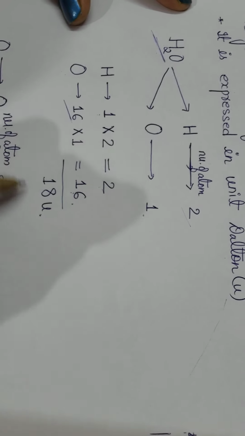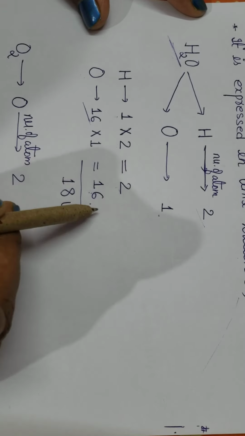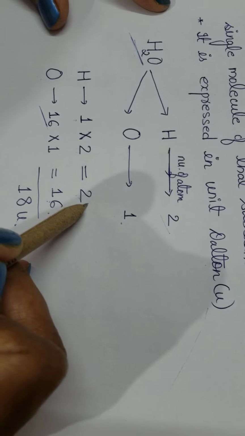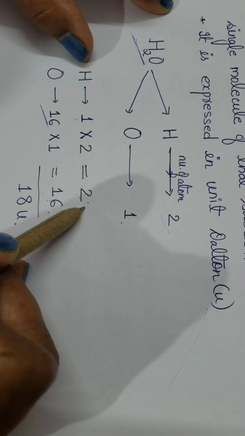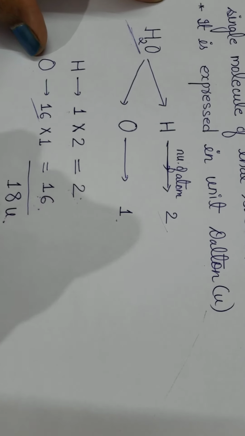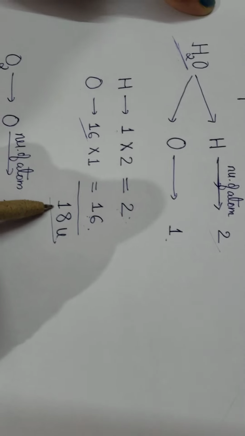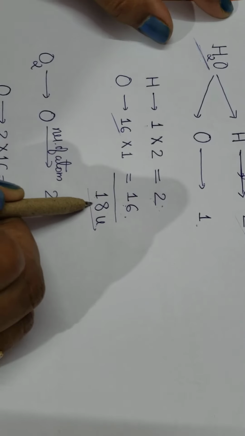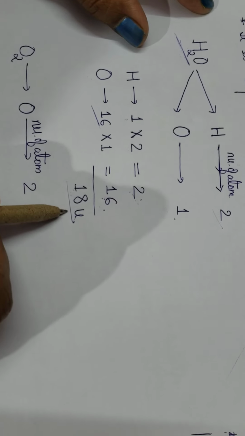And as a whole, when you calculate the molecular mass, that means we need to add the mass of hydrogen, that is 2 atoms of hydrogen, and 1 atom of oxygen, that is 16 and 2. So altogether it will become 18. So the molecular mass of water will be 18.